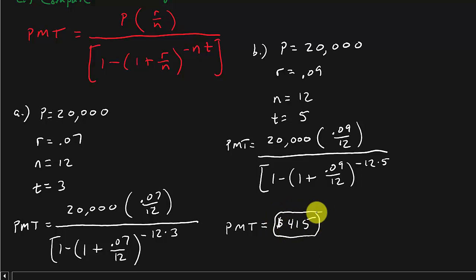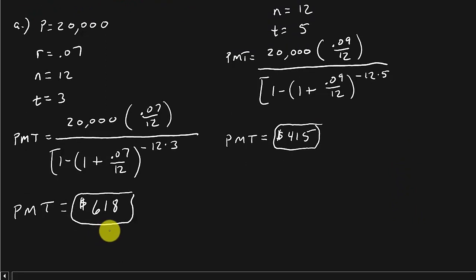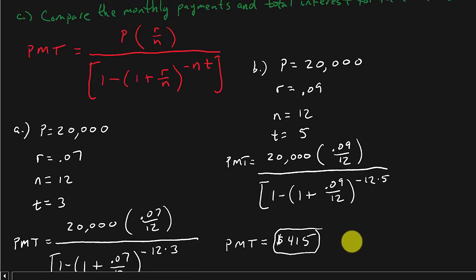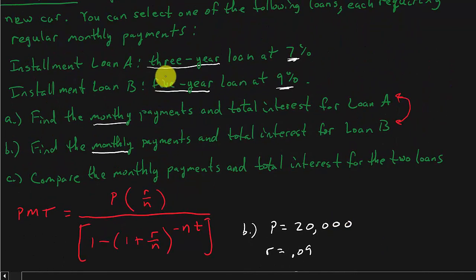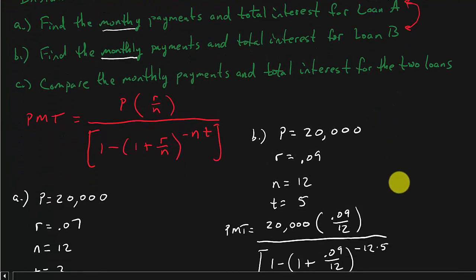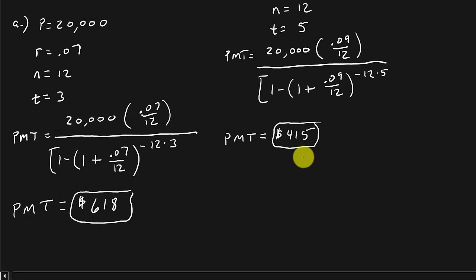And that makes sense. I know that this payment here is quite a bit higher, a little over $200 higher. But the interest rate over here in the second part is higher than the interest rate in A. But if you notice, look at this. Loan B is also for 2 more years, so you're looking at 24 more payments. That's one of the reasons it's so much lower. Okay. All right.